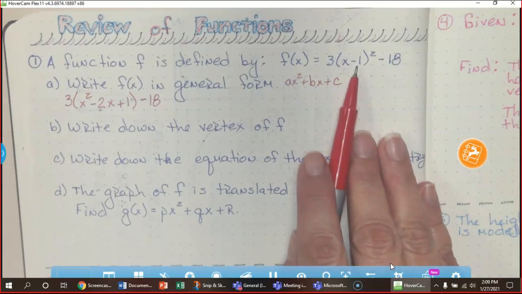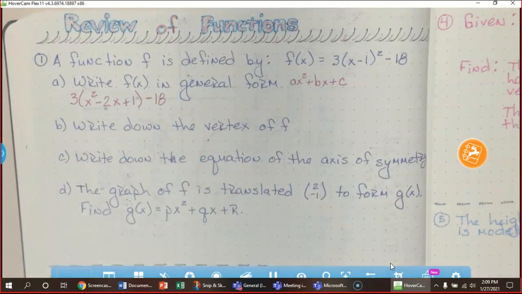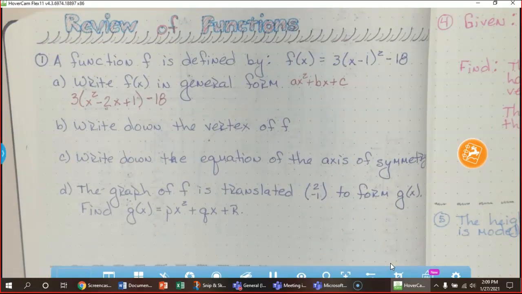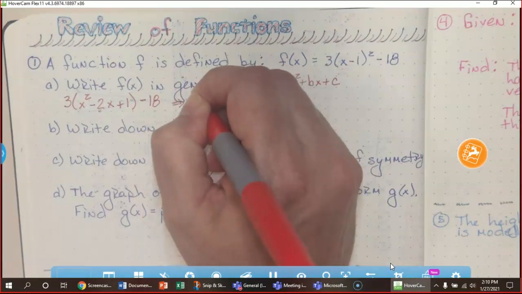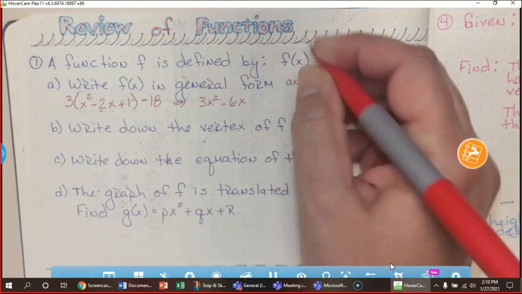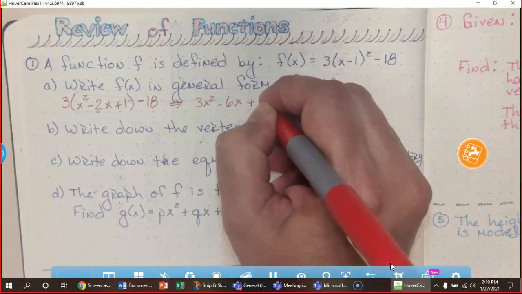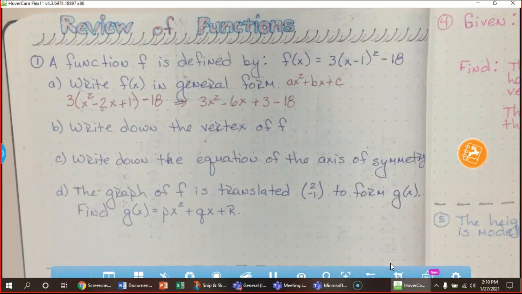I took care of that squared. Now, order of operations. What do I do now? I'm going to distribute that 3. So now I'm going to end up with 3x squared minus 6x plus 3 minus 18.